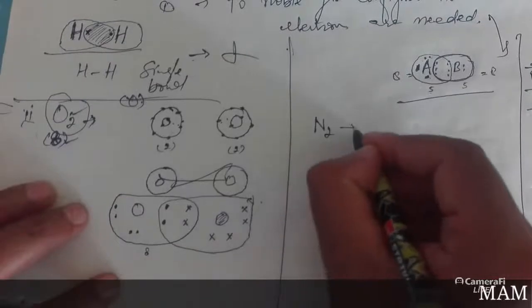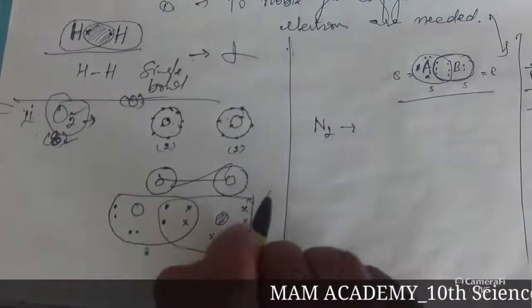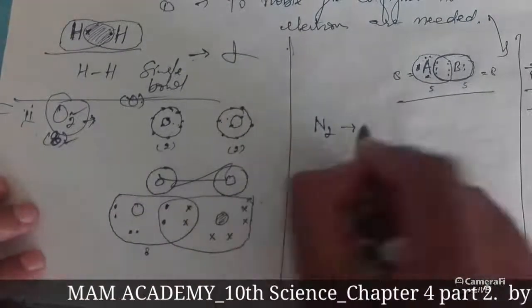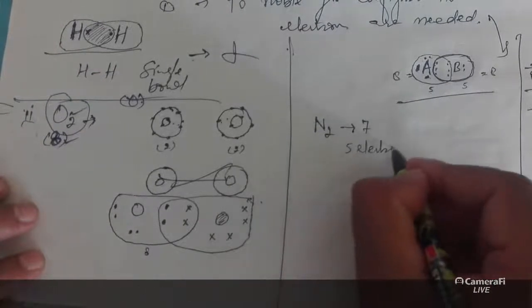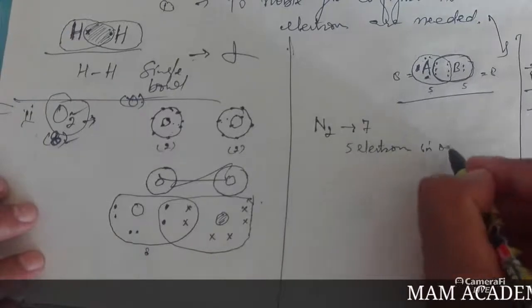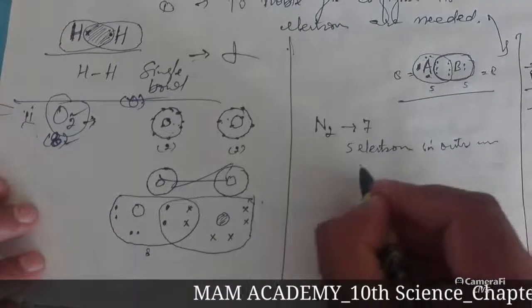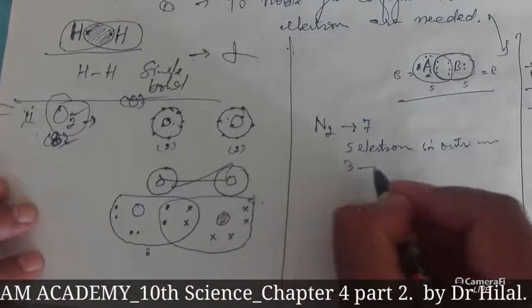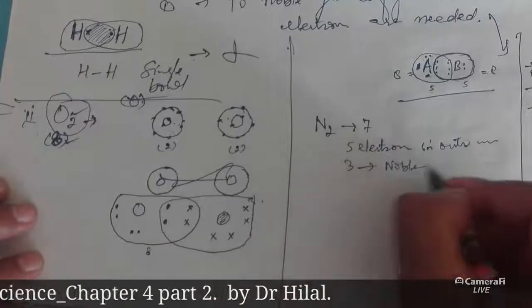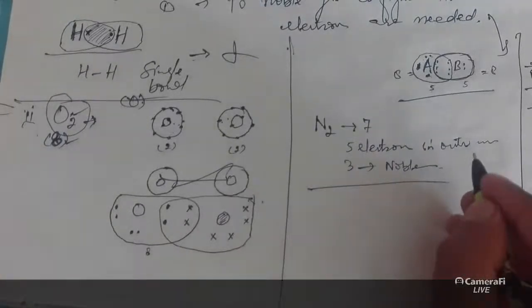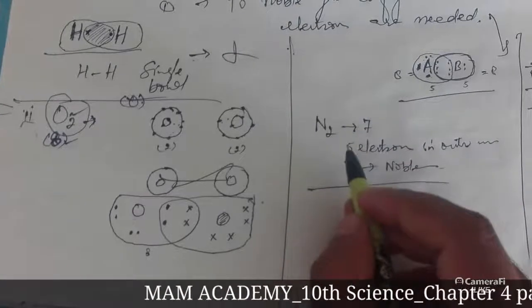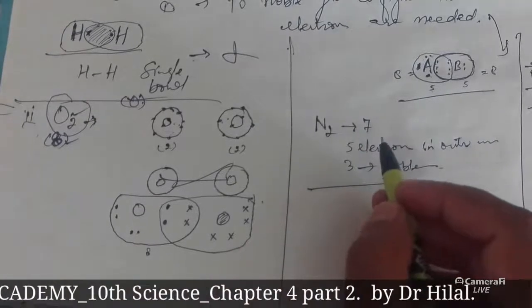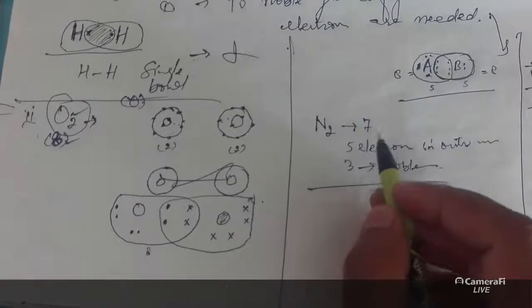For nitrogen, the atomic number is 7. It has 5 electrons in the outermost shell. So to attain a noble gas configuration, it needs 3 electrons. So I want from the students: what can be the electron dot structure of nitrogen?